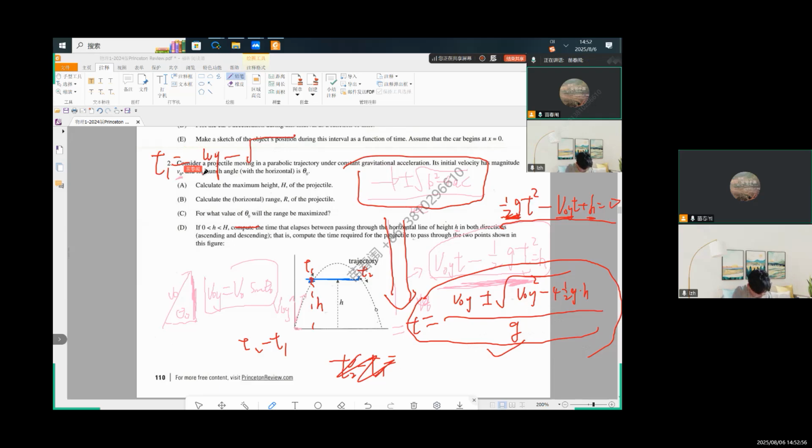Oh, I can simplify this because this is 2gh. 4 times 1 over 2 is 2gh. Okay, this is then v0y squared minus 2gh and over g, right? And t2, what's t2? That's the plus one, right? Yeah. I took the minus one as first one. The other one is definitely plus, and over g. So what's t2 minus t1 finally? Is the time in between?